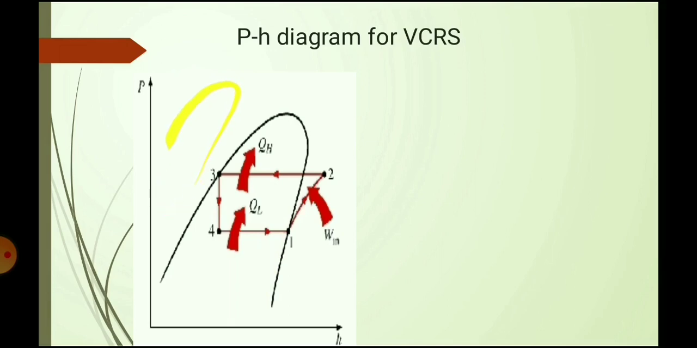This region is the wet region. This region is the superheated region, and the region between the saturated liquid line and the saturated vapor line is the wet region. In this region, the refrigerant is a mixture of liquid refrigerant and vapor refrigerant. Clear?